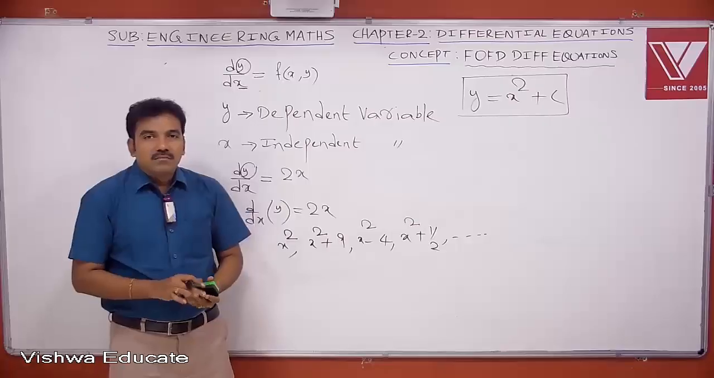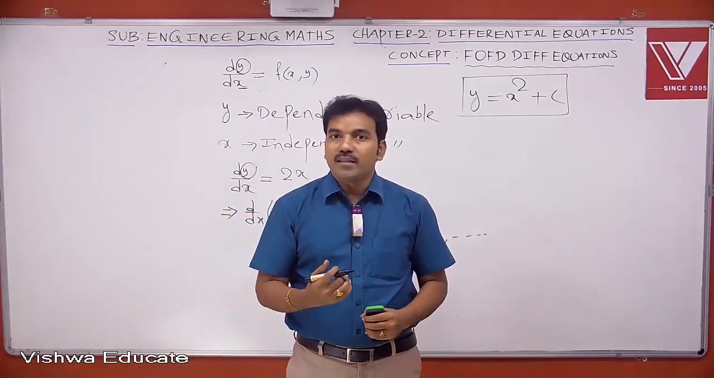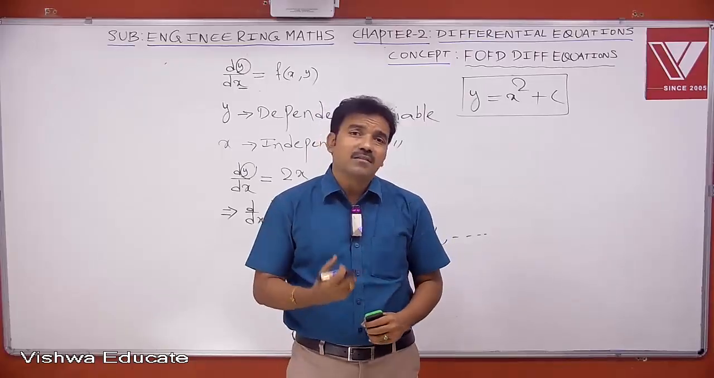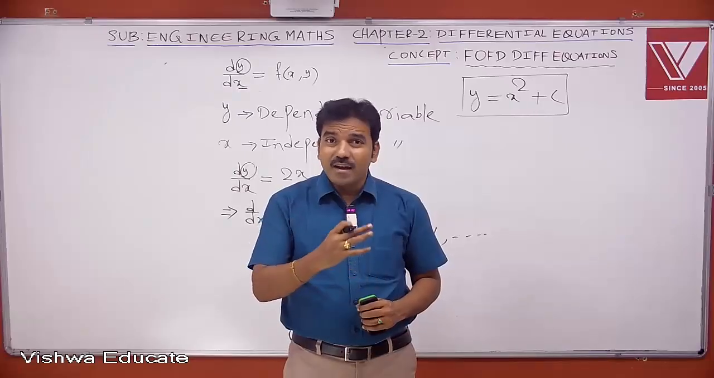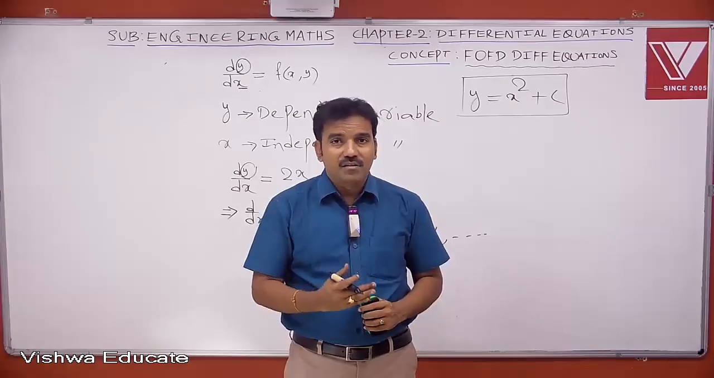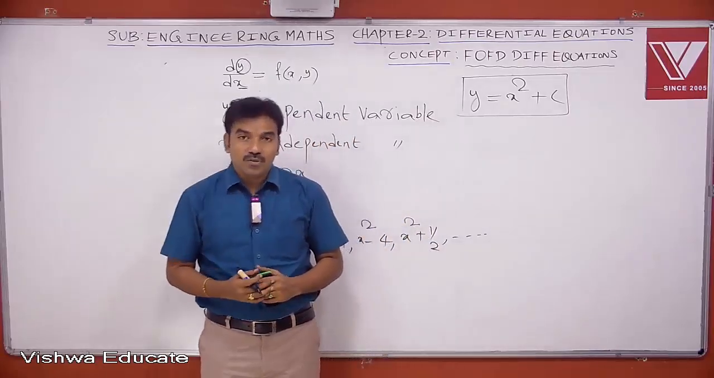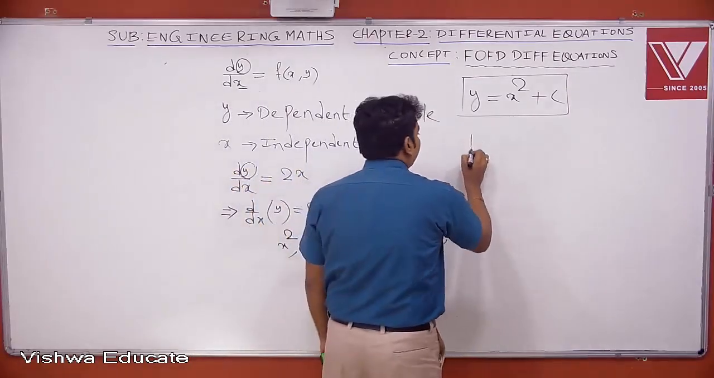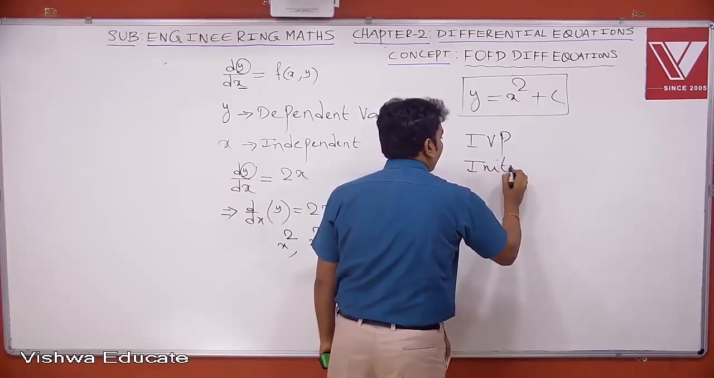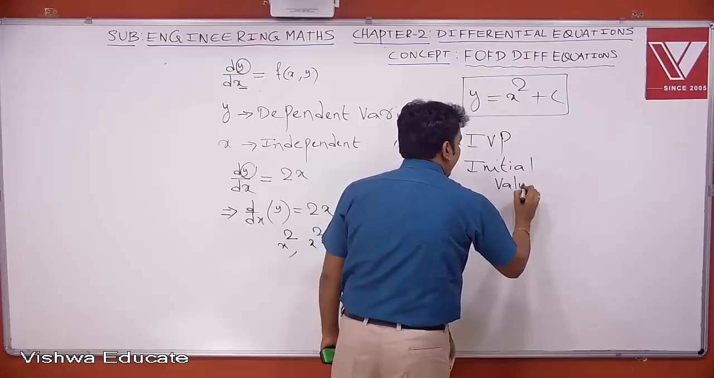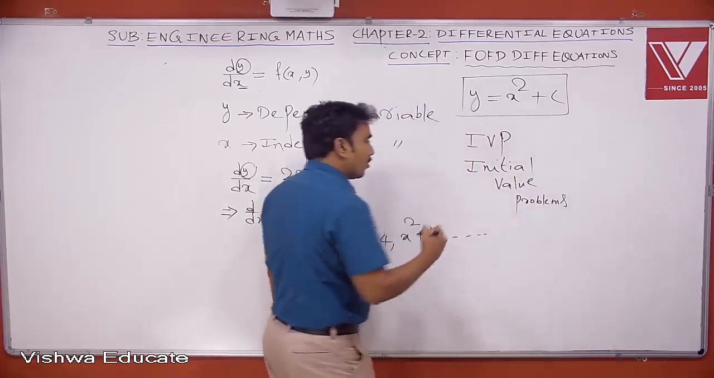Now, the thing is how to get the value of c. My question is how to get the value of c. Here I assign random values of c, but how to assign random values? Is there any procedure to get the value of c? Yes, there is a standard procedure to get the value of c, and such problems are called initial value problems. So what is the advantage of this? These problems are useful in getting the values of general constants also.